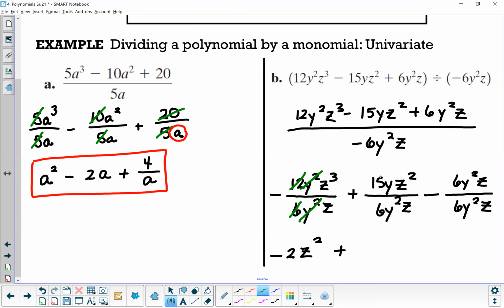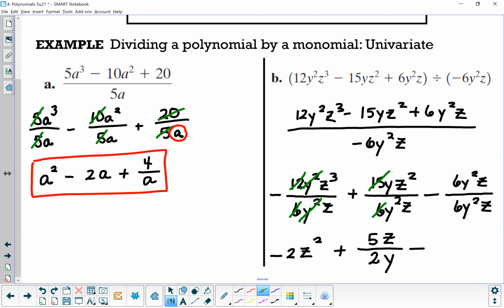All right, 15 divided by 6. That's going to reduce by a factor of 3. So we're going to have 5 over 2. Y divided by y squared. So that's going to give us a factor of y to the first power in the denominator. And then z squared divided by z to the first power. That's going to leave us with a factor of z to the first power in the numerator. Minus. And then 6y squared z divided by 6y squared z.